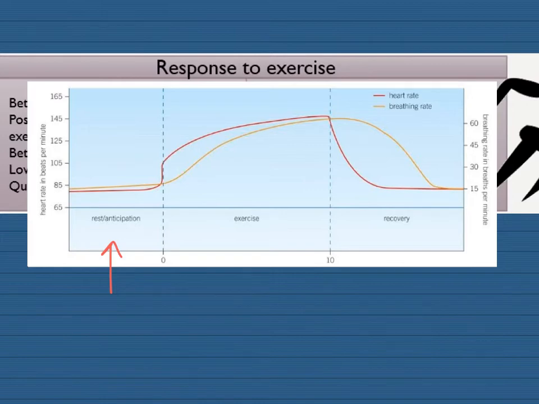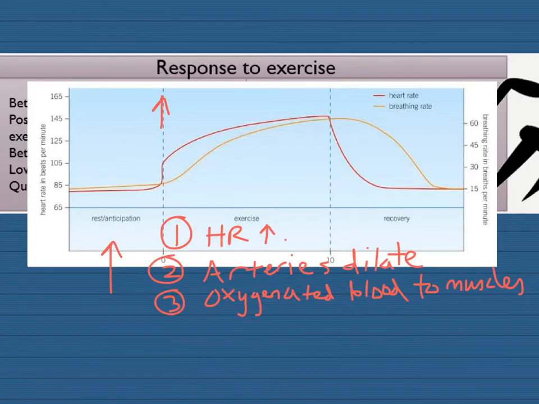You start to exercise and there's a sudden increase, first of all, in your heart rate. So your heart rate increases first, and the arteries supplying blood to your muscles dilate and widen. So this increases the flow of oxygenated blood to your exercising muscles. So this will increase cellular respiration. And this also increases the rate of carbon dioxide being produced, and it needs to be removed from the muscles.